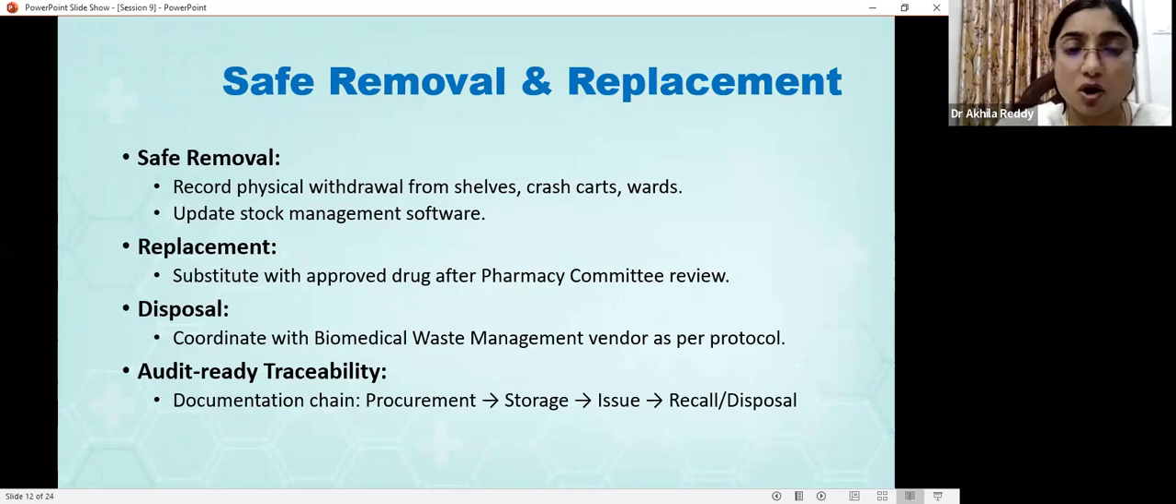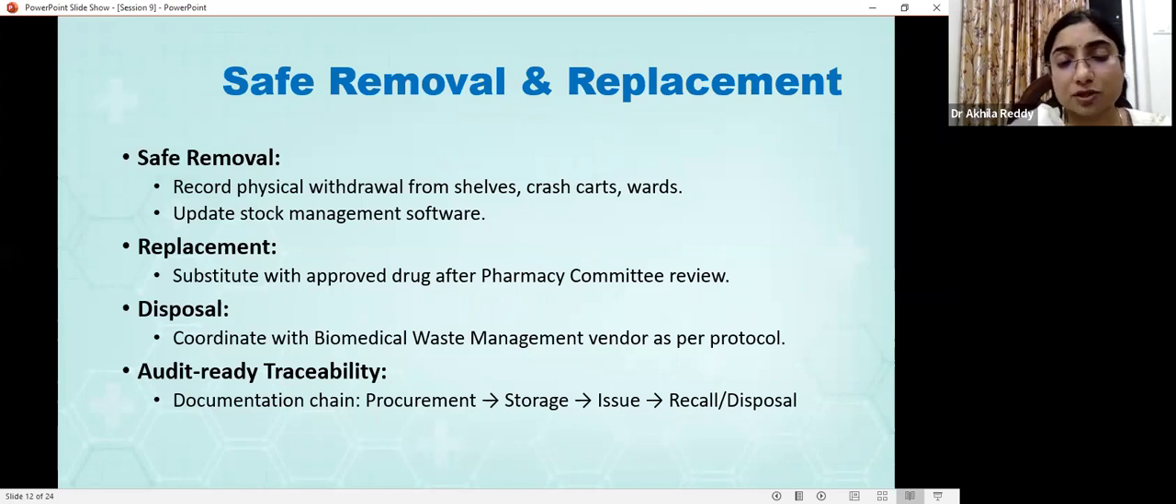The safe removal is: record physical withdrawal from the shelves, crash cards, wards, and update the stock management software. Whenever you are withdrawing all the drugs physically, that should be updated in the software also. If you have Caldril syrup 100 in the system and physically you have 0, then whenever the drug inspector or someone comes, they'll check in the system. Though it is kept aside, there is no evidence if you don't remove it from the software. So whenever you remove drugs physically, even from the crash card, that should be removed from the system as well, for the safety protocol.